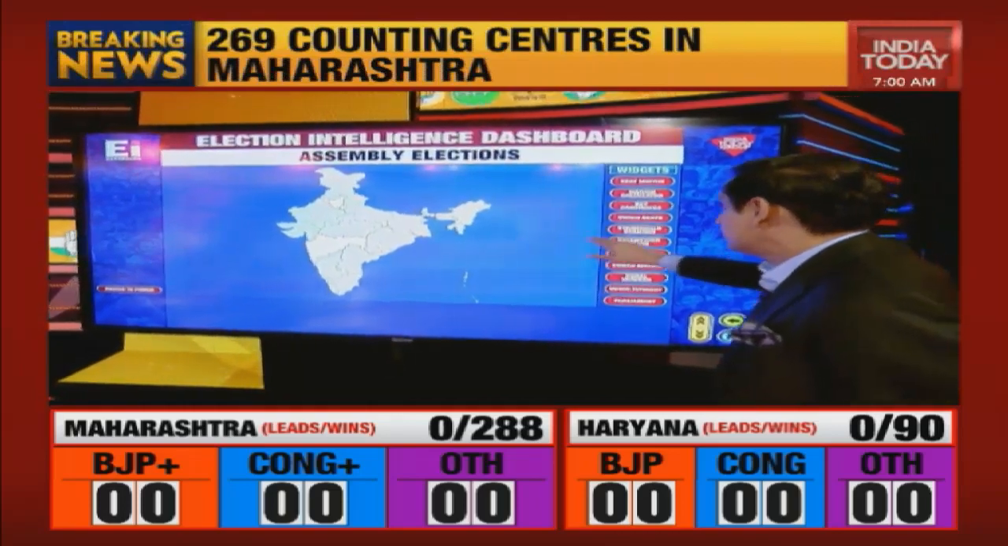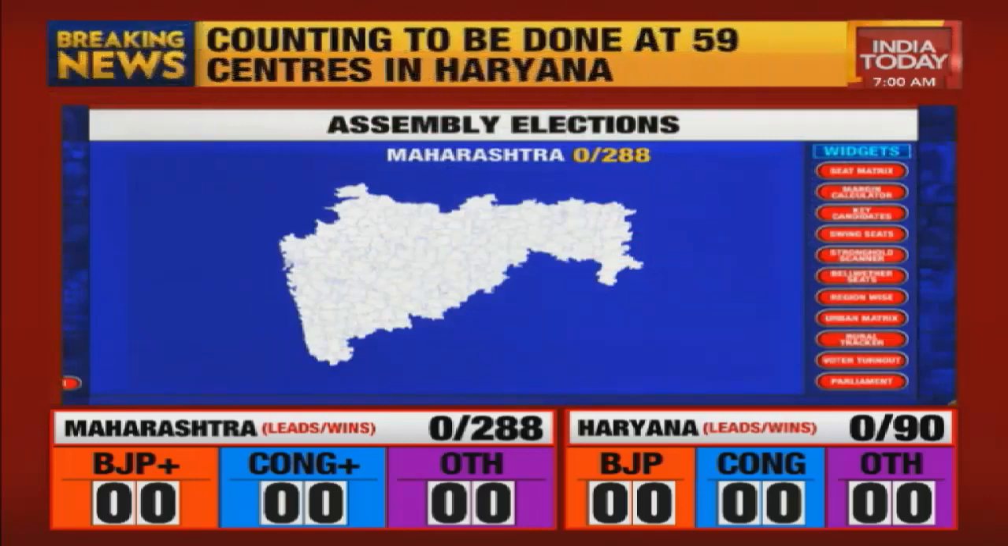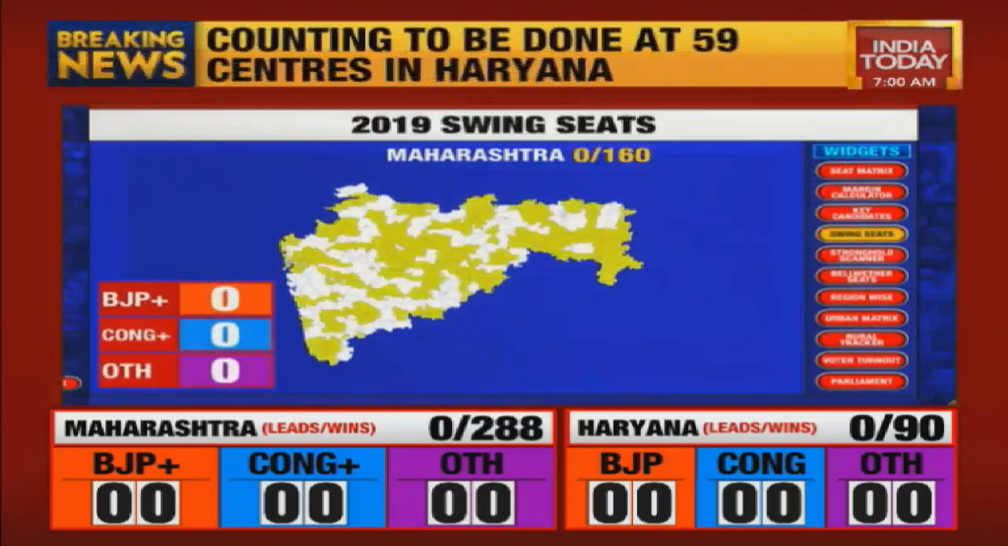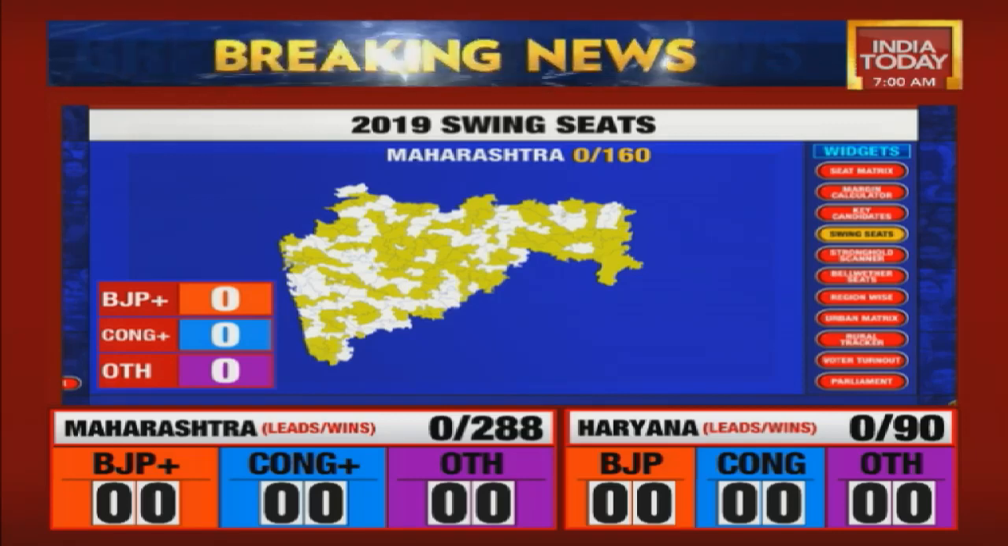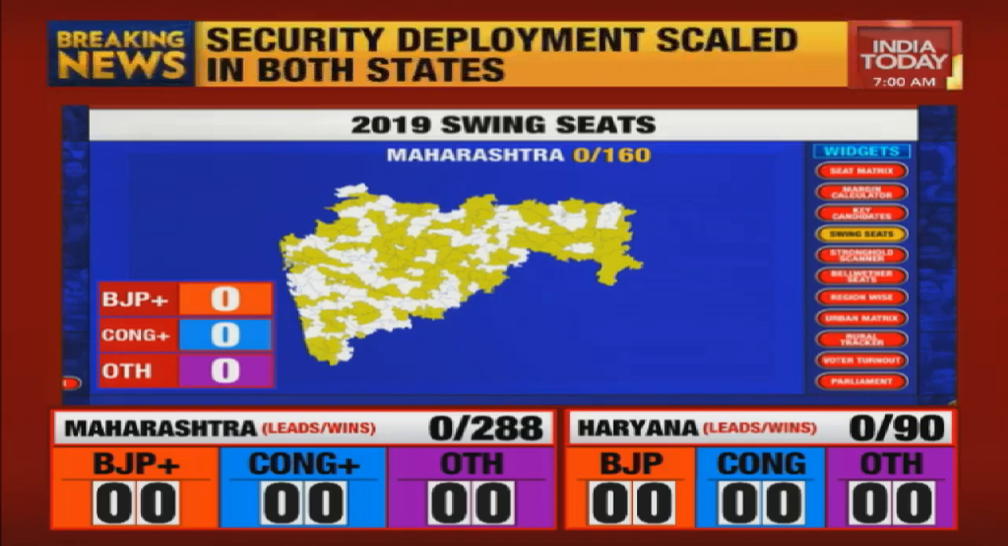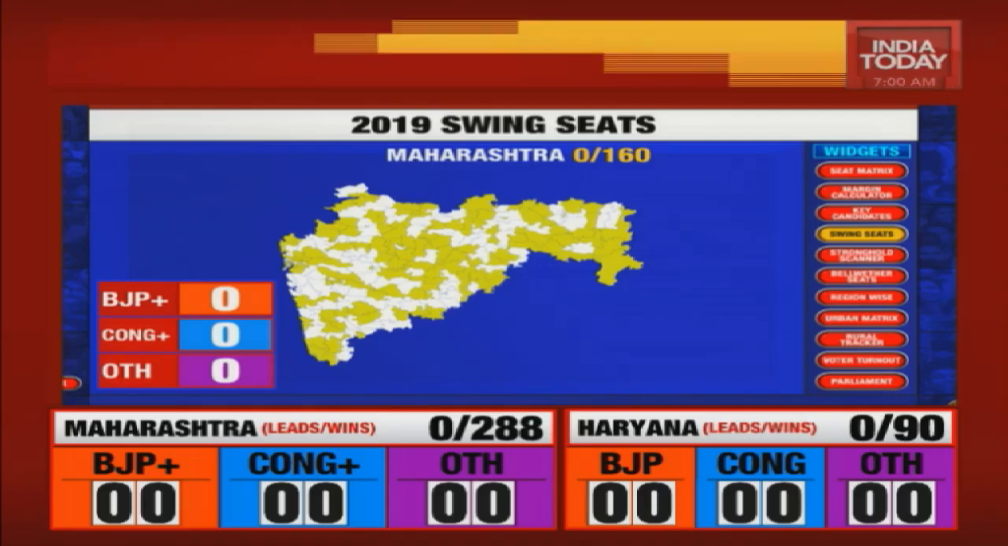The thing that is very important is to look at the swing seats. In seats which have changed hands in the last two elections, how are the parties doing? In Maharashtra, there are 160 seats. You will see on a real-time basis how the parties are faring on those seats.